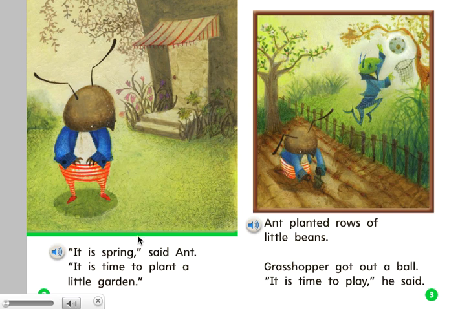Okay, so if I look at the key details of 1 being the text, it tells me it is spring. So definitely that tells me a key detail. What season is it? It's spring. And it also tells me that Ant is planting a garden. I also see that Grasshopper is playing with his ball. You see over here, while Ant is working.